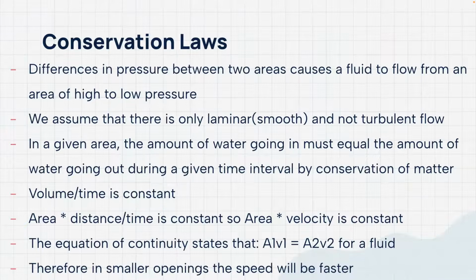And also due to conservation of mass, in a given area, the amount of water going in must always equal the amount of water going out during a given time interval. So the volume over a given time is constant. Therefore, the area times the distance over time is constant, so area times velocity is constant. This is known as the equation of continuity. It states that the area at one point times the speed of the fluid at that point equals the area at another point times the speed of the fluid at a different point. Therefore, in smaller openings, the speed will be faster than in bigger openings, assuming laminar flow and an ideal fluid.